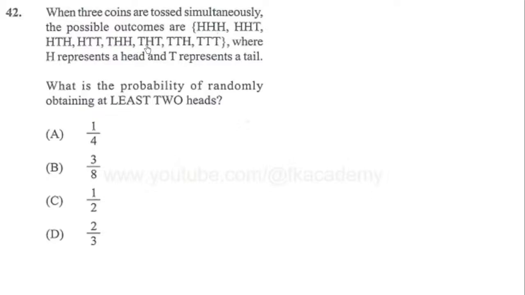So we have, this is 2 heads, this is 2 heads, this is 2 heads, this is 3 heads. So 2 or more. That will be 1, 2, 3, 4. So 4 out of 1, 2, 3, 4, 5, 6, 7, 8. 4 out of 8, which will give you 1 over 2. So the correct answer is 1 out of 2.